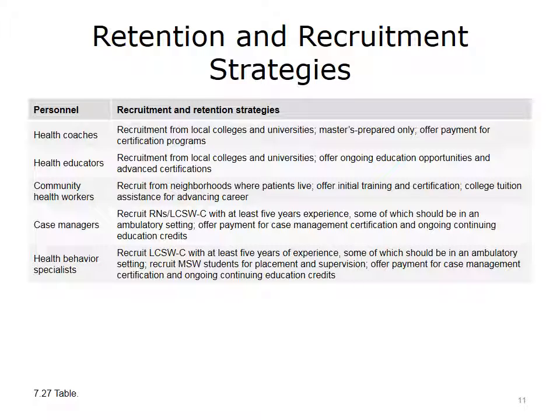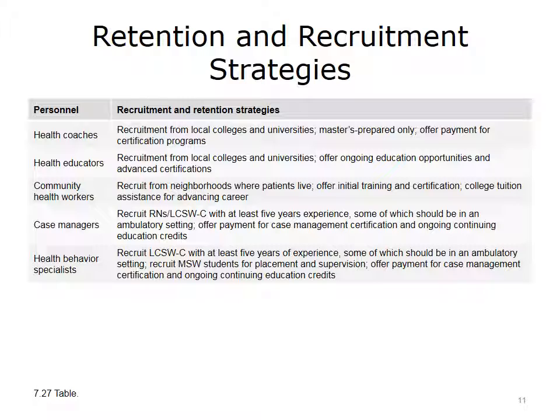So JCHIP often hires community health workers from the community, people who may have been nursing assistants or worked in geriatric care. And then they offer them initial training in community health work, social determinants of health, and give them a certification. They do offer college tuition assistance as a recruitment strategy and retention strategy so that the community health workers can advance their careers. And many of them are interested in doing so to become licensed practical nurses, registered nurses, or social workers.